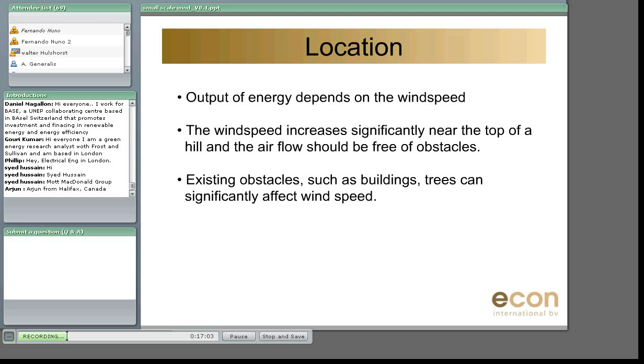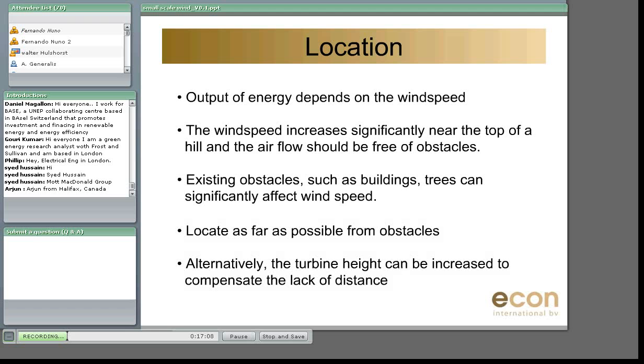Also note that yes, obstructions like buildings and trees do have an effect on your wind speed and will reduce it. So please try to locate your wind energy system as far as possible from any obstacles. If that's not possible in an urban area, well, then you have to go higher. You can increase the height to compensate for your lack of distance.